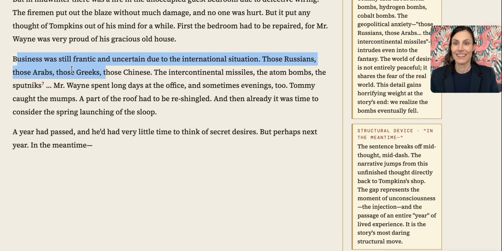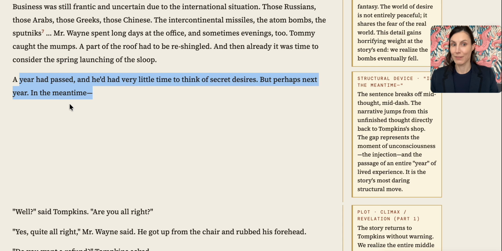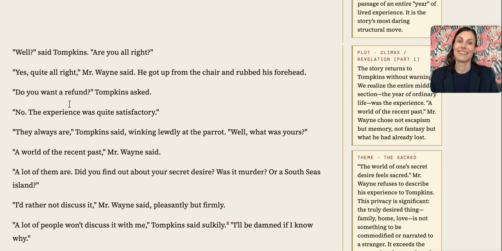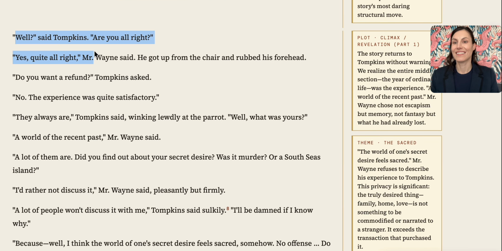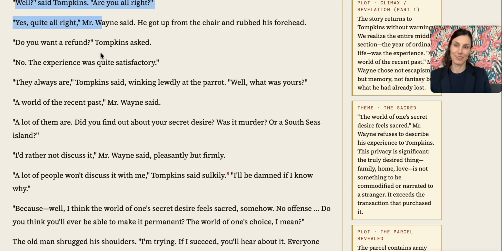So now, leaving it here, we wouldn't have been exactly sure what happened, right? Because when it says a year had passed and very little time to think of secret desires, we're assuming he never went. We are assuming at this point that he didn't take the offer from Mr. Tompkins, that he actually just went back home. But then in our resolution here, we realize that he did indeed. So the entire story read was him in his secret world. Well, he keeps it secret, but this was the world that Mr. Tompkins brought him to, a world with his family again.